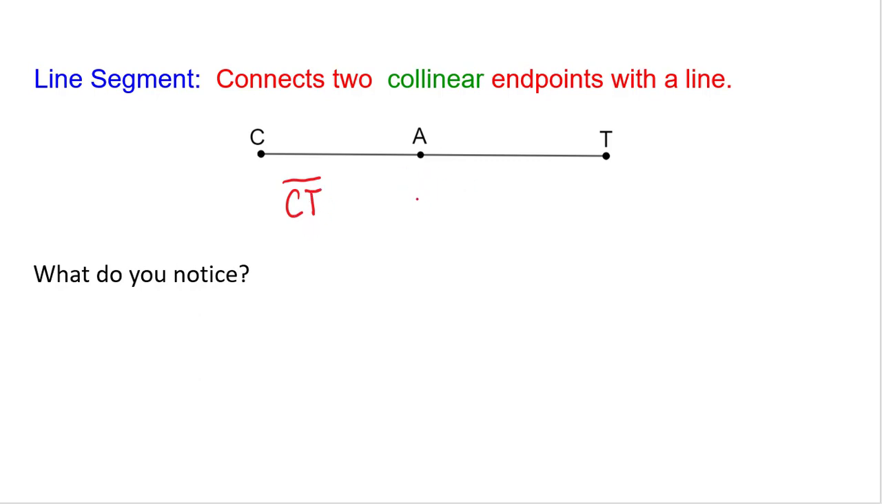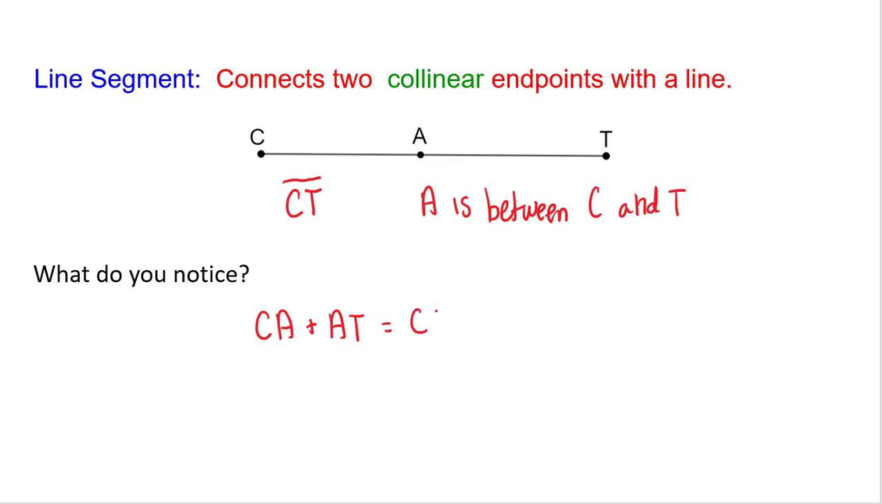And I have A that is between C and T. Okay, so what do you notice? If this were a regular class, I'd be asking my students what they notice. Hopefully what you notice, I have a CA plus an AT equals CT. So I have one segment plus another segment equals the whole segment.